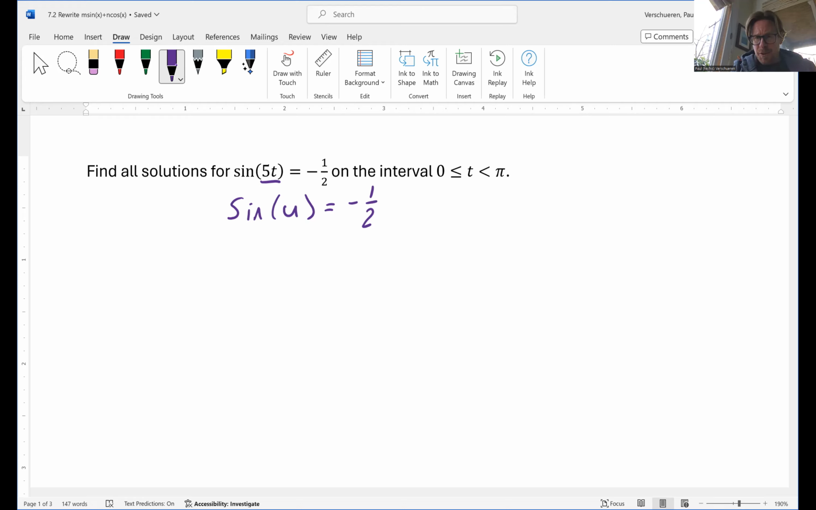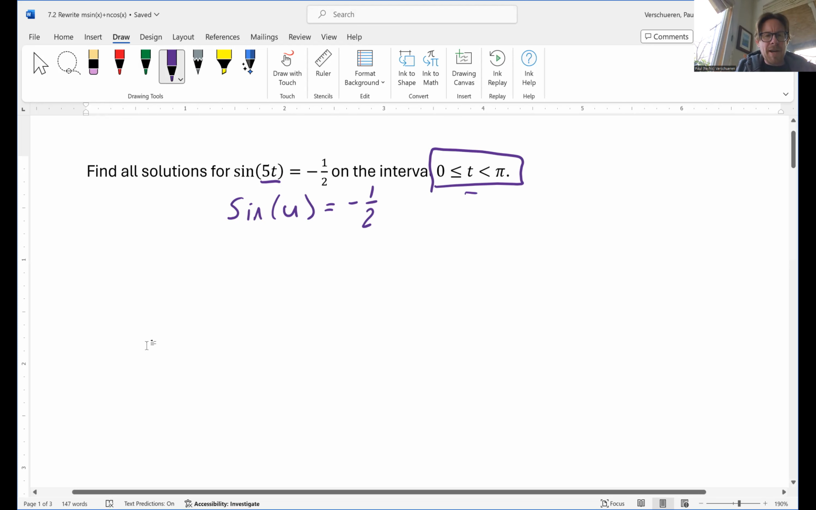And then notice when they give you this specific interval, it's important to notice that that's a measure of t. Just a heads up that in the end, we're going to find these angles, but because 5t equals those angles, we're going to be dividing by 5. So the time is going to be 5 times smaller than the angle, in other words.